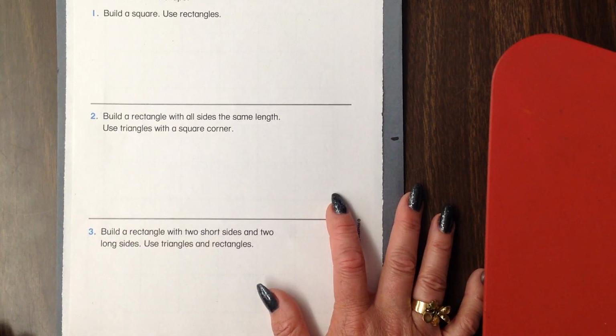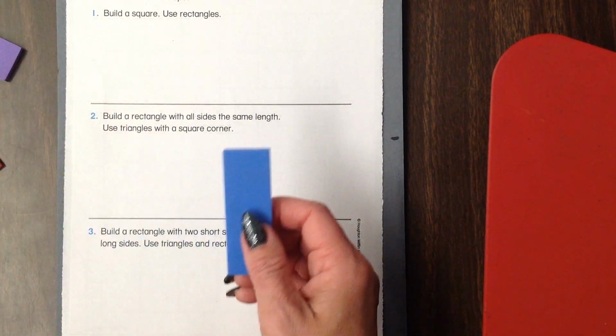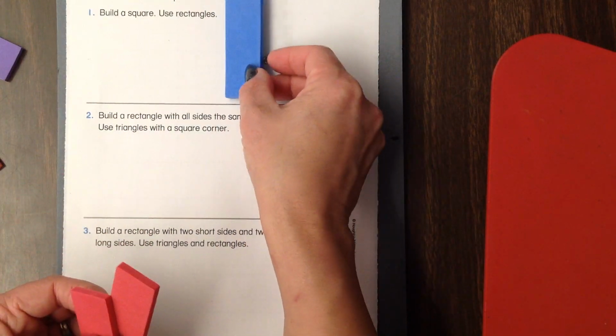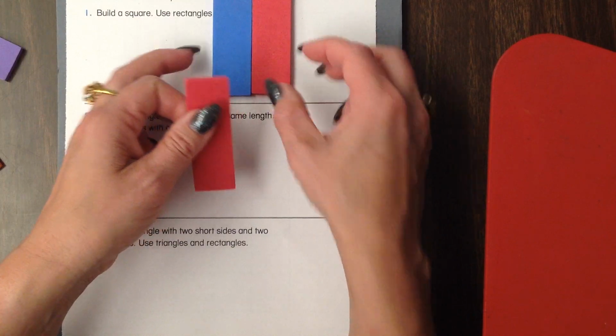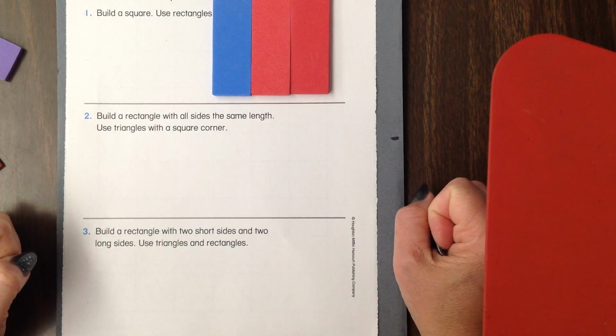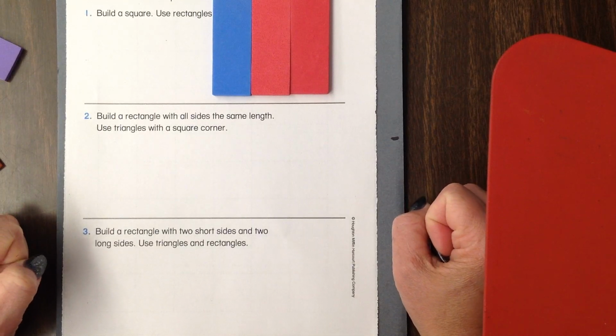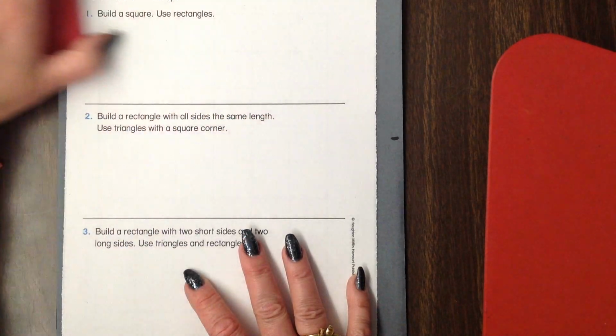So if I were to use rectangles, if I had a friend with me, because you would have to have multiple sets of these, I could take these rectangles, right, and there you go. I've built a square. So if you wanted to, you could try this on your own with your pieces. All right, let's look at the next task.